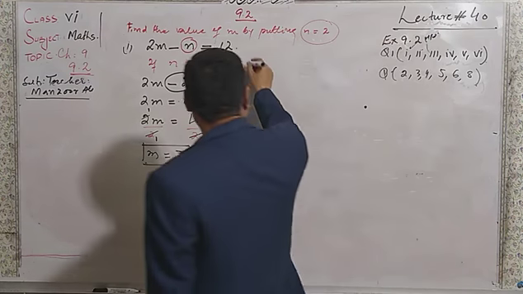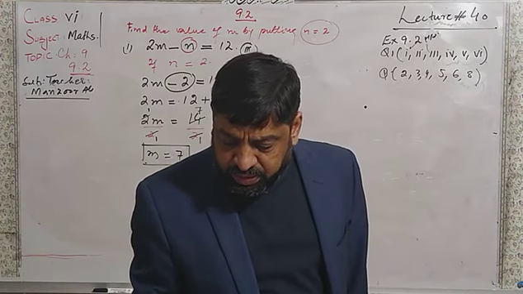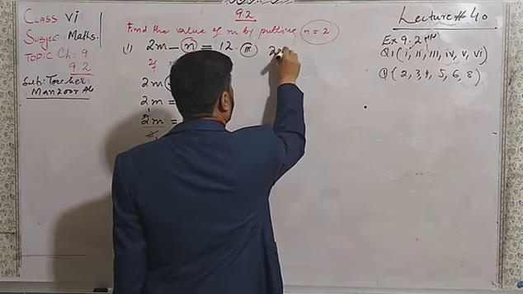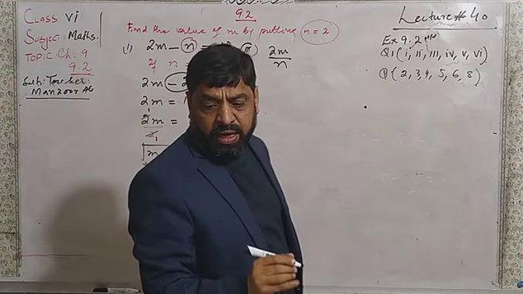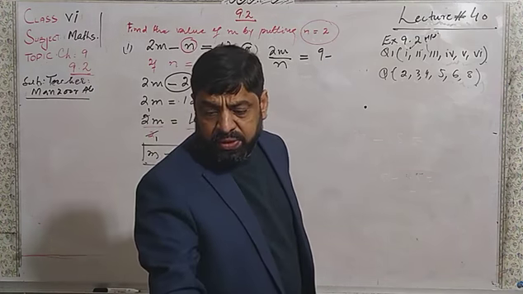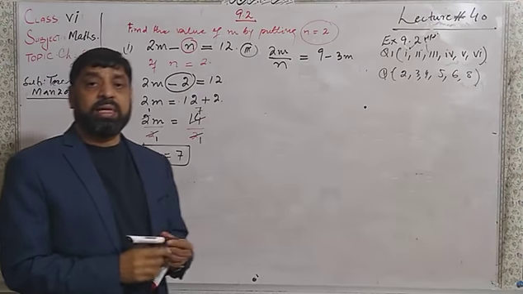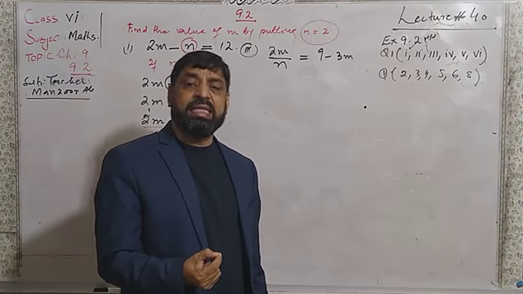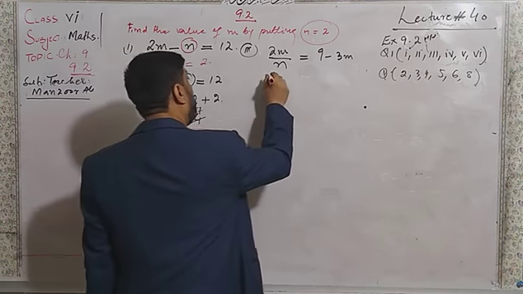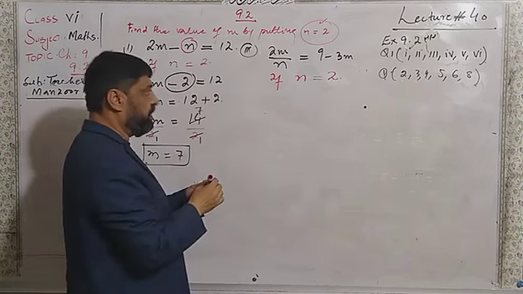But part number 3 is here: 2m over n is equal to 9 minus 3m. Here we have two objects. Number 1, we have to replace the n by its value. Then we have to find the value of m. Here n is equal to 2. That is given in the question.